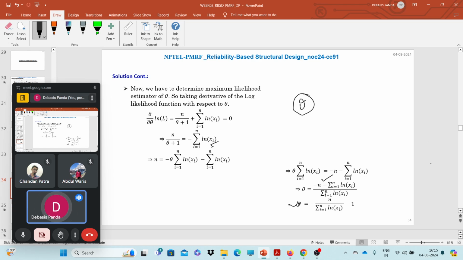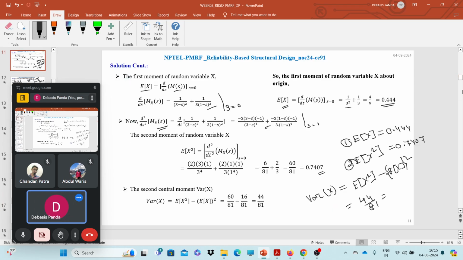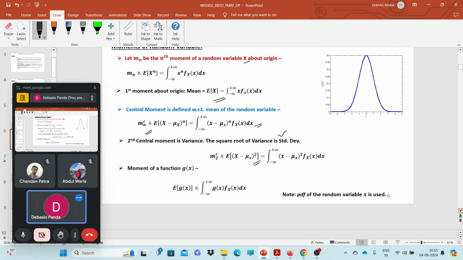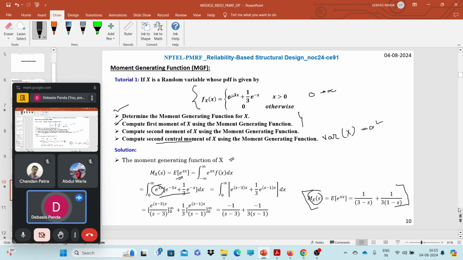So what have we learned till now? Let's quickly recapitulate, then we will solve other problems. Let's quickly go through what we solved today. First we solved problems related to the moment generating function. What is the moment generating function? It's the expectation of this infinite series. And from the moment generating function, how can we find the moments? If we have the moment generating function, we differentiate it with respect to s and take the value at s equals 0, which gives the moments about origin. We solved a few problems for a continuous random variable, how to calculate the moment generating function, and from there find the moments, like the central moments and the moments about origin.